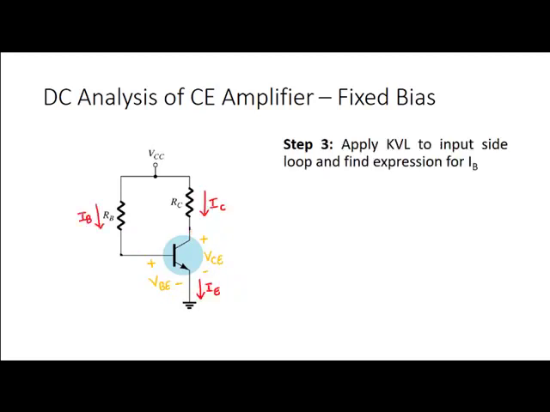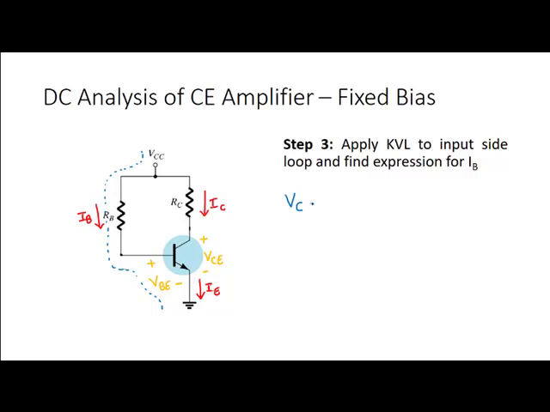So let us see the next step. In step 3, we will apply KVL to the input side loop and we will find the expression for the input current, that is IB. So let me show you the side loop. It starts from VCC, it goes through the resistor RB, through VBE all the way to the ground. So let me apply KVL to this loop and find the expression for base current IB. So the KVL is something like this.